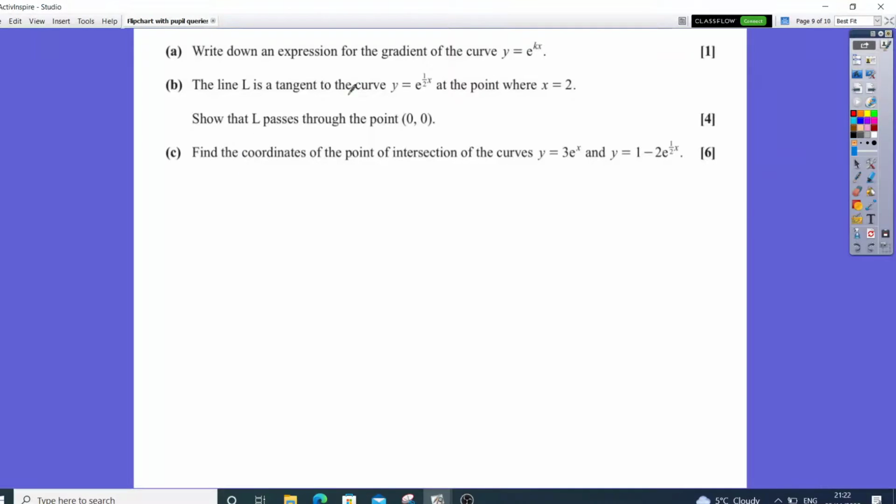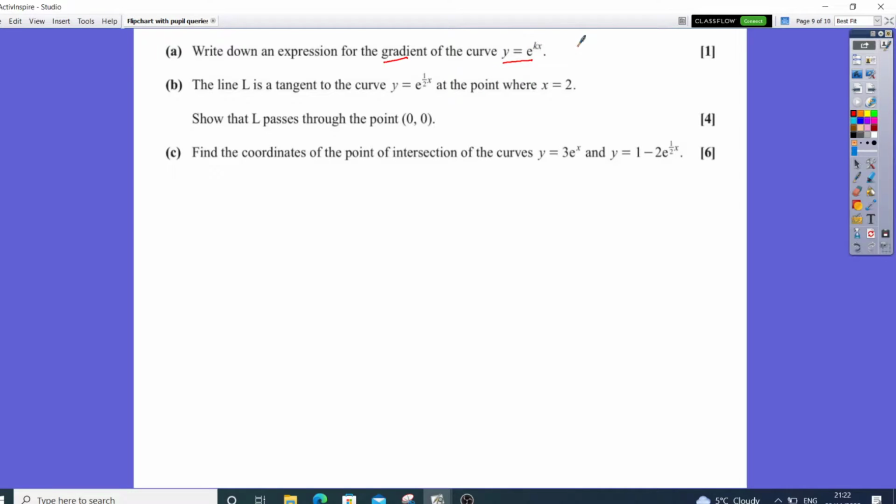Let's have a quick look at this question. Now when it goes write an expression for the gradient of this curve. Well, when you differentiate an exponential function, the differential is the same as the expression here.